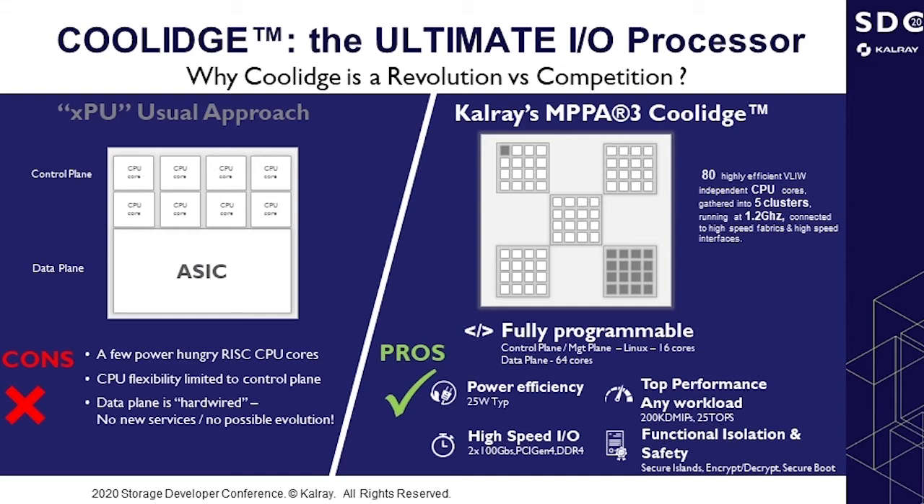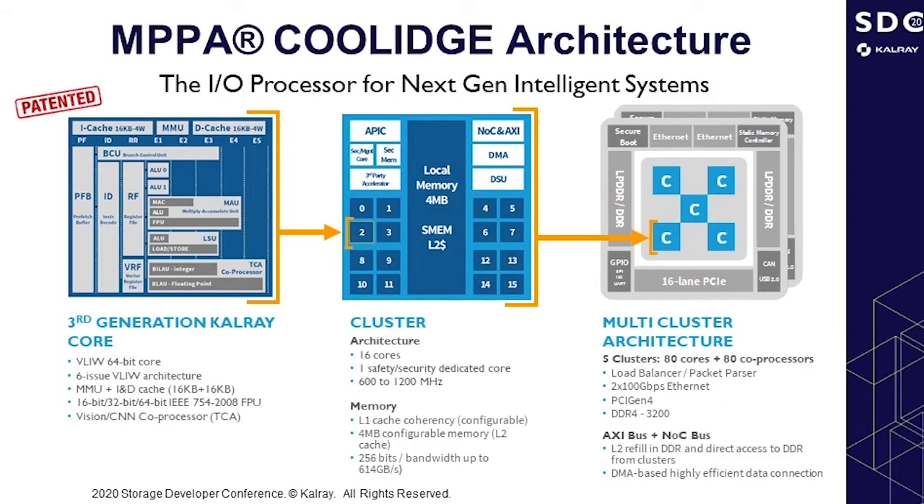The chip Coolidge is composed of 80 cores, which are gathered into 5 clusters of 16 cores. Each core runs at 1.2 gigahertz. And also each core, which is very important, embarks a crypto accelerator, which allows us to develop features such as erasure coding. Each core is a very long instruction word, 64-bit core, as you can see here on the schema.